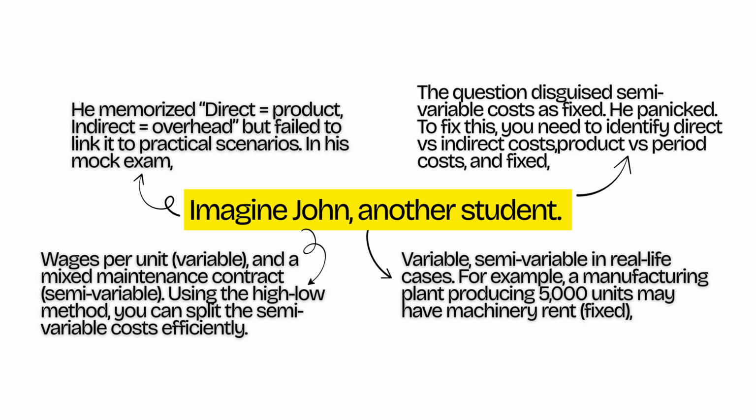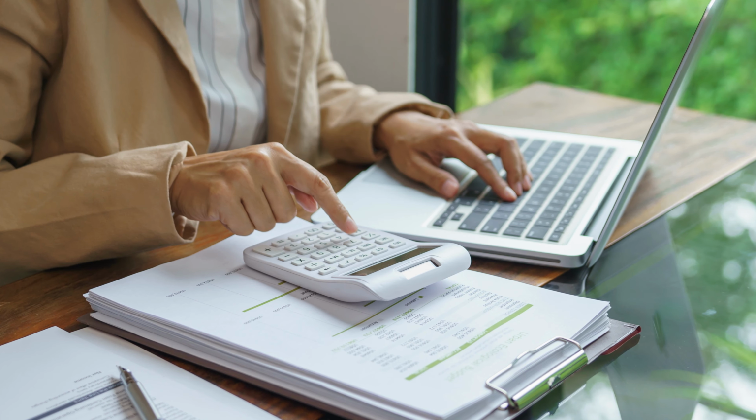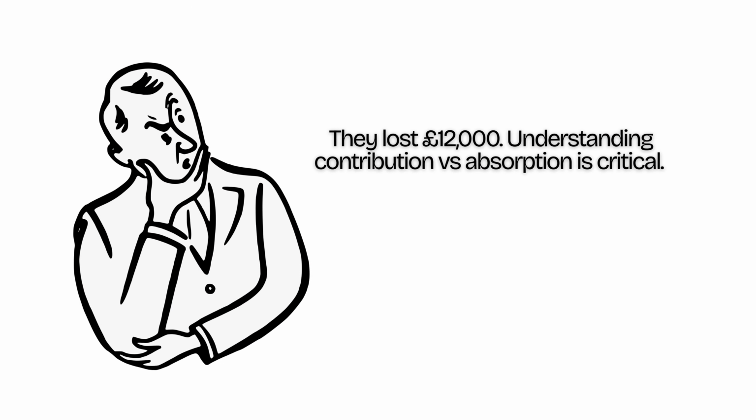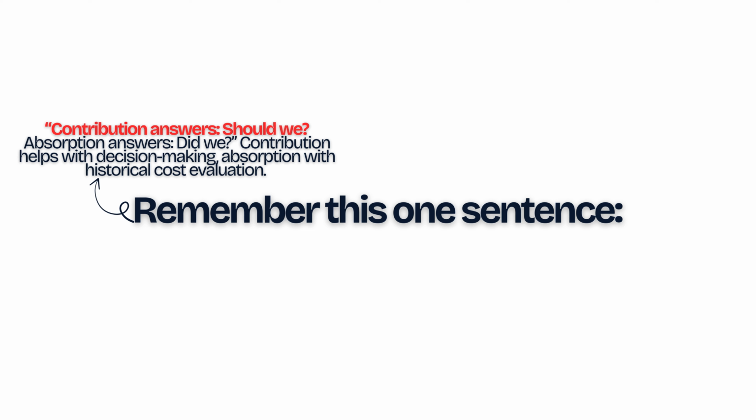Next, cost accounting techniques. Many students struggle with absorption versus marginal costing. Picture a bakery that priced cupcakes using absorption costing but miscalculated overheads. They lost £12,000. Understanding contribution versus absorption is critical. Remember this one sentence: contribution answers, should we? Absorption answers, did we? Contribution helps with decision-making, absorption with historical cost evaluation.